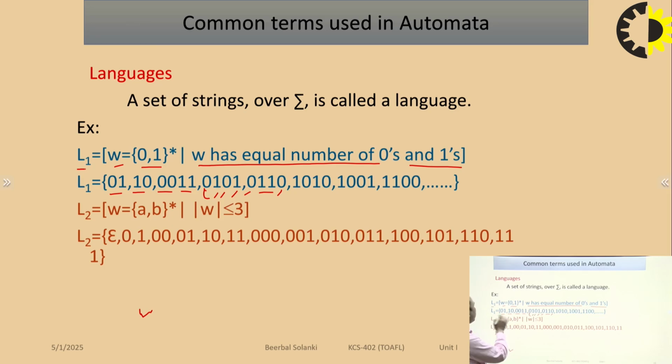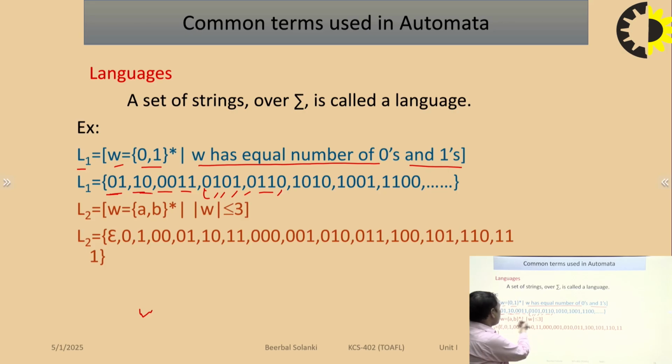So language L1 is: W has an equal number of 1s and 0s. So the strings for the language are 01, 10, 0011, 0101, 1010 and like that. And another language is defined as W belongs to {a, b} closure, where the length of the string, the absolute value of W, is less than or equal to 3.